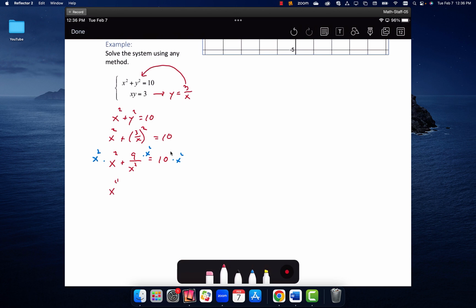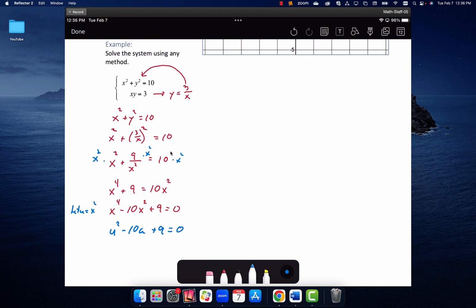We get x to the 4th plus 9 equals 10x squared. From here, we'll set it equal to 0 by subtracting 10x squared. So x to the 4th minus 10x squared plus 9 is equal to 0. At this point, hopefully this looks similar to something you've seen in the past. It's been a while since we've done this, but notice we're going to need to use a u substitution here. We're going to let u be x squared. So we now have u squared minus 10u plus 9 equals 0.